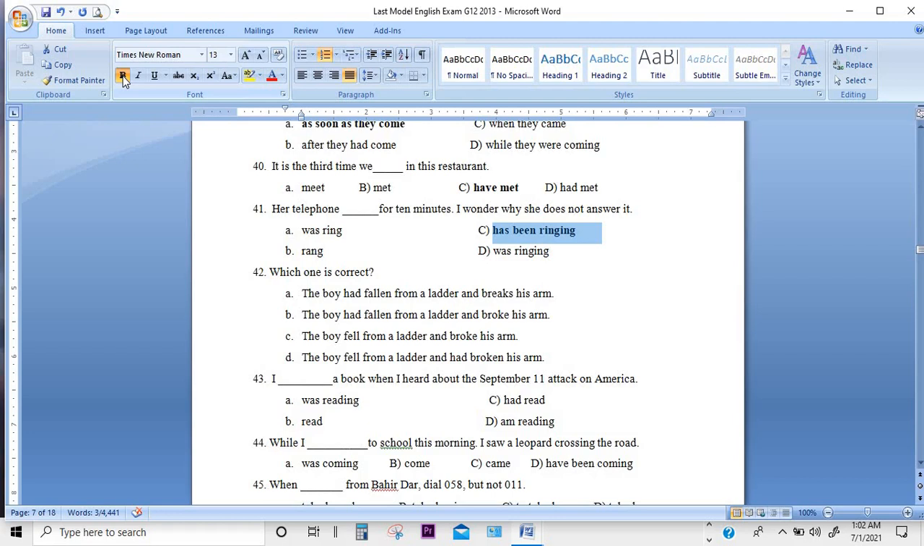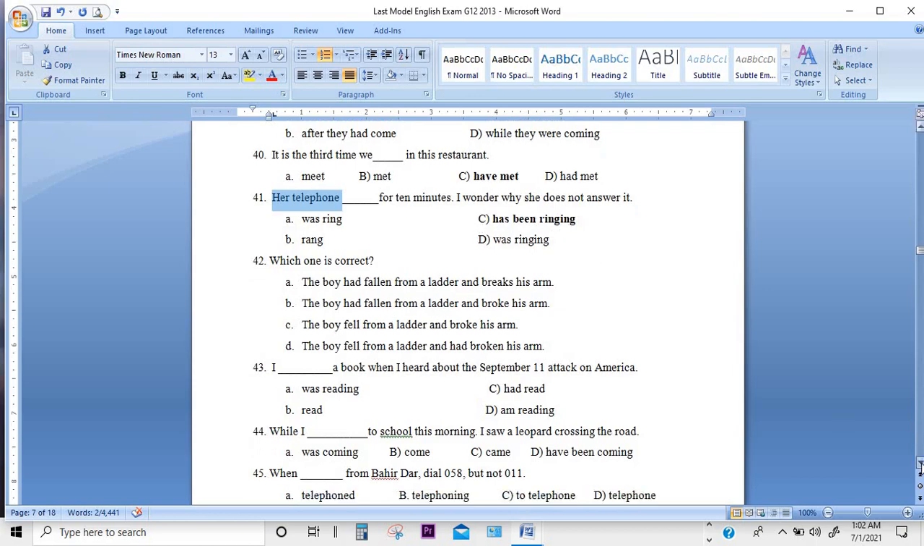So the structure is, of course, has or have been with a continuous verb, the ing verb. Okay, so has been because the subject is her telephone. Her telephone is the subject, third person singular, so we use has. ለ I ቢሆን have ይሆናል. We have, you have, they have, but he has, she has, it has. So has been ringing is our answer.